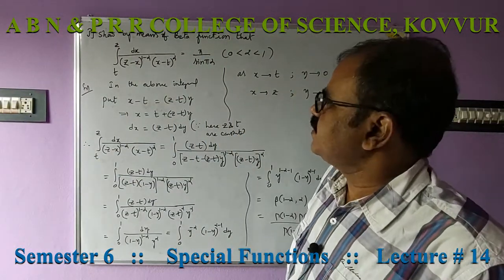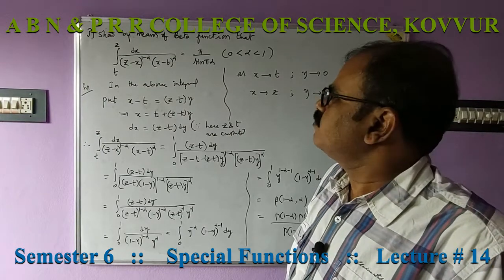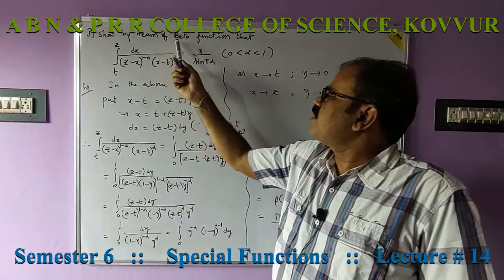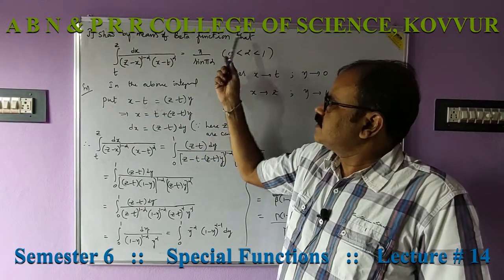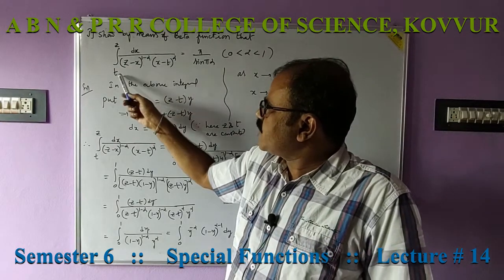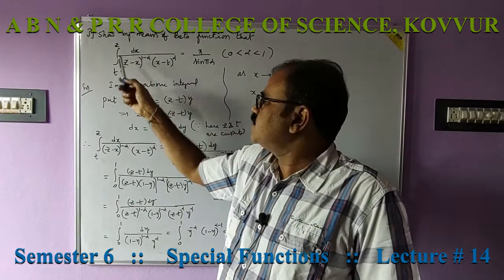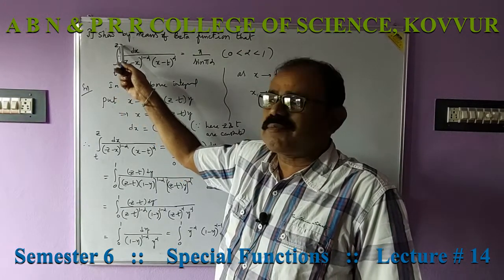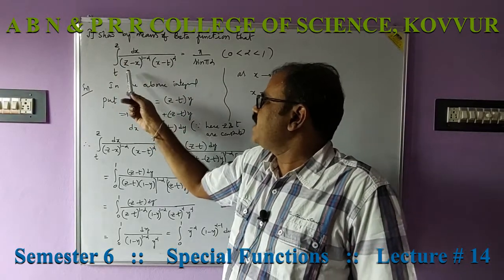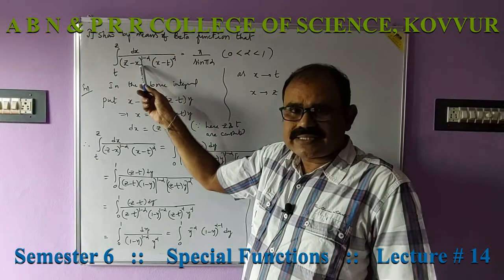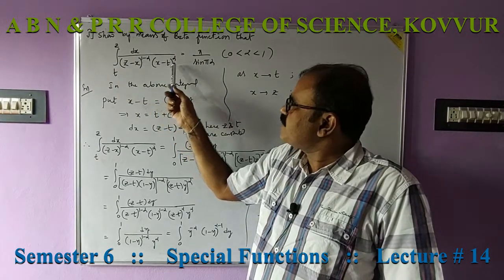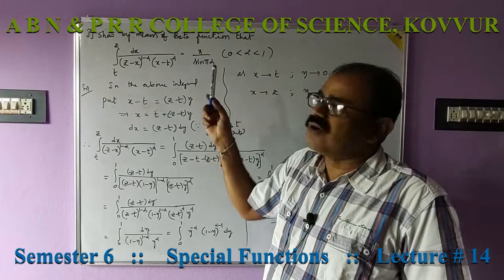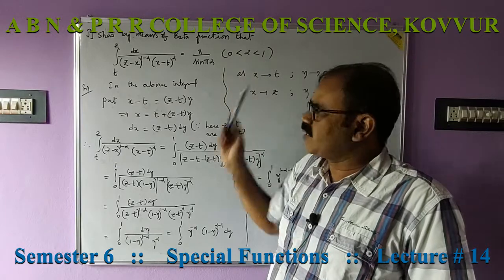Dear students, let us see one more problem, one more application on beta function. Show by means of beta function that the integral from t to z, where the limits t and z are constants, not variables, t is the lower limit and z is the upper limit, of dx by (z minus x) to the power of 1 minus alpha into (x minus t) to the power alpha is equal to pi by sin pi alpha. Alpha is between 0 and 1.